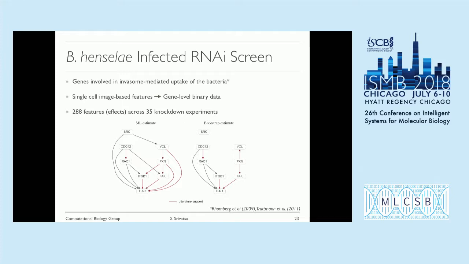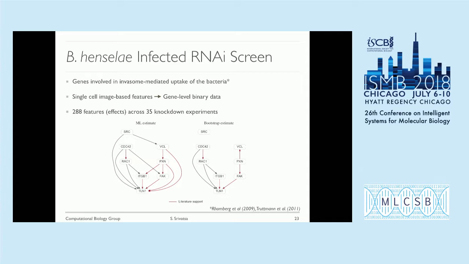Romberg and Truttmann et al. identified a group of 8 genes in the focal adhesion complex to be involved in the uptake of this bacteria. The siRNAs designed to knock down these genes exhibited a high degree of off-target effects, making our model a good fit for inferring the relations between these genes.